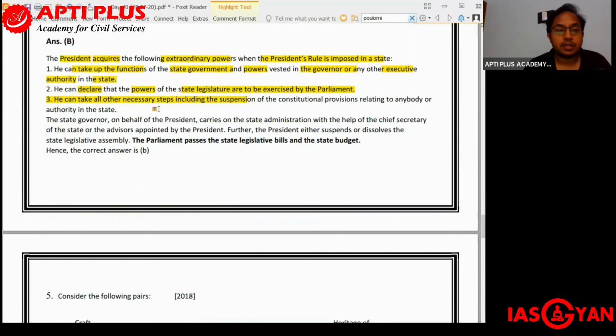So number three, he can take all the necessary steps, including the suspension of the constitutional provisions relating to anybody or any authority in the state.